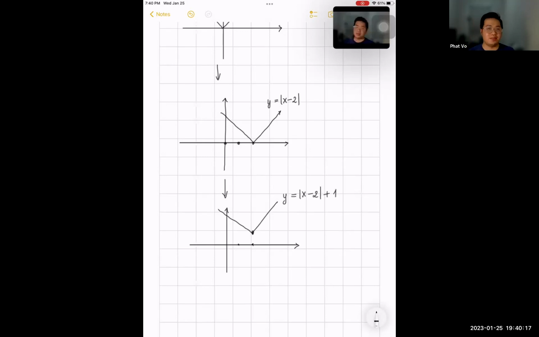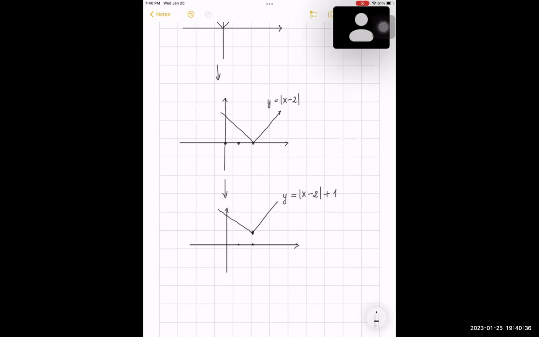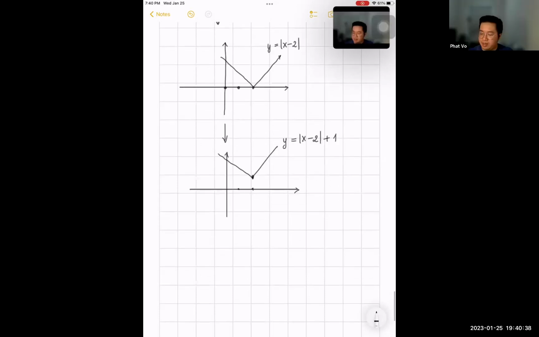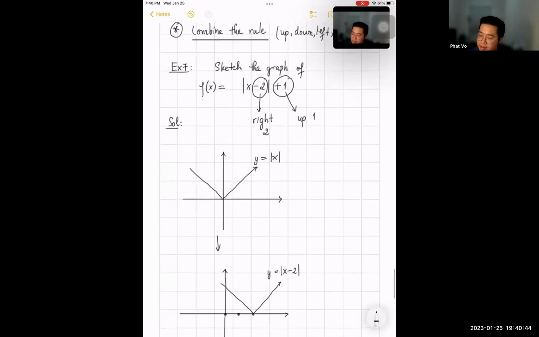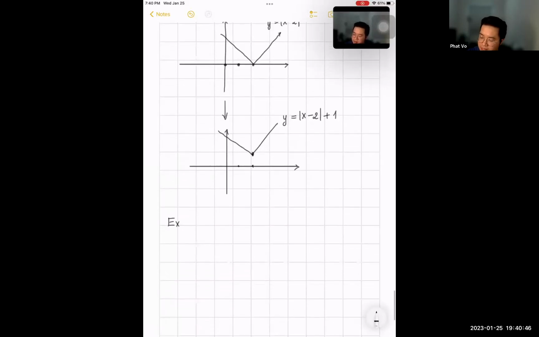So you do step by step like this. Go to the right, and after that go up 1 unit, and you will get the answer. Any questions? No. Okay, so I will give you another example. Example 8.